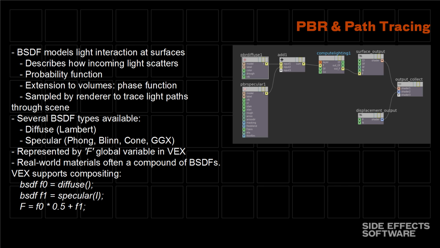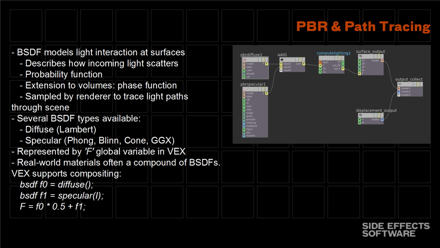And in those cases, instead of a BSDF, what we're talking about is a phase function. A phase function is a probability again, but across the sphere instead of the hemisphere. The BSDF is sampled by the renderer to trace light paths through the scene. There are various BSDF models that are implemented in the literature and also available through Mantra.